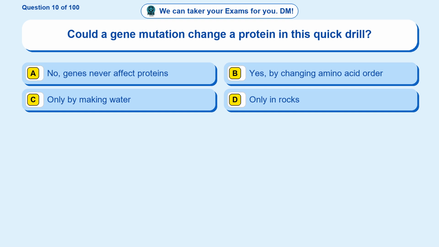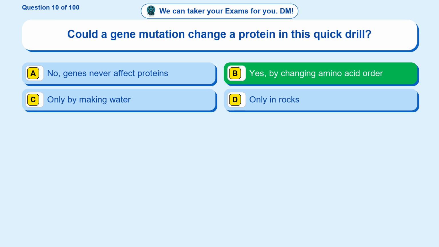Question 10. Could a gene mutation change a protein in this quick drill? Option A. No, genes never affect proteins. Option B. Yes, by changing amino acid order. Option C. Only by making water. Option D. Only in rocks. The correct answer is option B. Yes, by changing amino acid order.